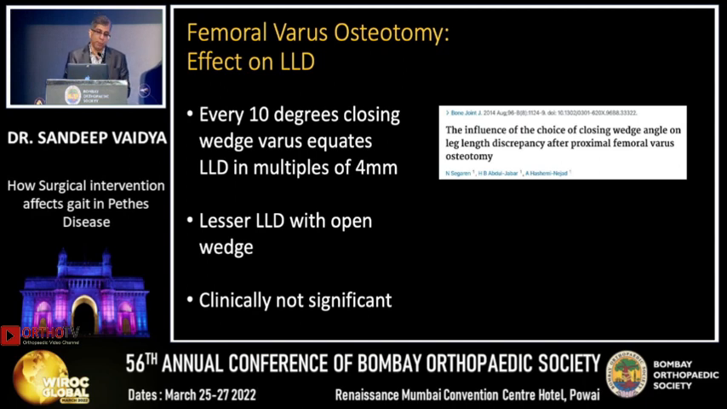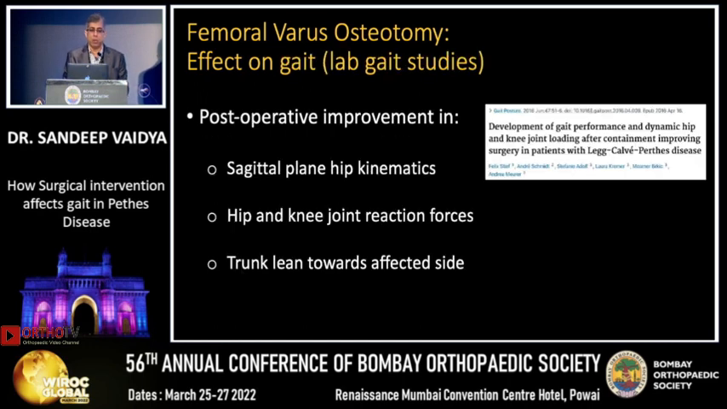What is the effect of femur varus osteotomy on limb-length discrepancy? Every 10 degrees of closing wedge osteotomy causes a limb-length discrepancy of 4 millimeters. However, we usually perform the open wedge osteotomy, which has negligible effects on limb-length discrepancy. What are the laboratory gait studies? What do they say about the effect of femur varus osteotomy? Post-operatively, there is improvement in kinematics as well as kinetics of the hip joint, as noted by this lab gait study.